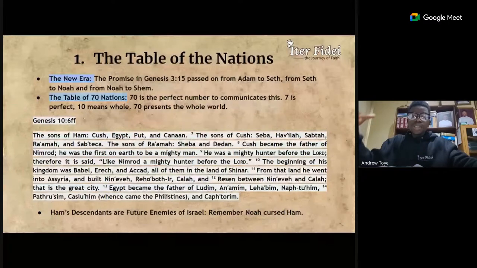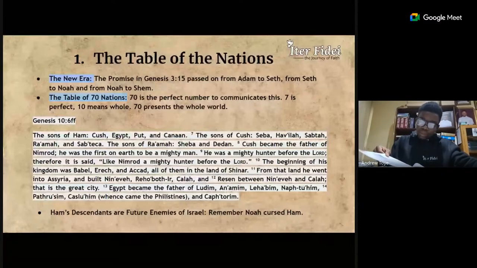So this is the tree of Ham's descendants. And you could see that many of them are like the future enemies of Israel. And you remember that Ham was the cursed son of Noah in chapter 9, verse 24. When Noah woke up from his wine and learned what his youngest son, that is Ham, had done to him, he said, "Cursed be Canaan, the lowest of slaves shall he be to his brothers."